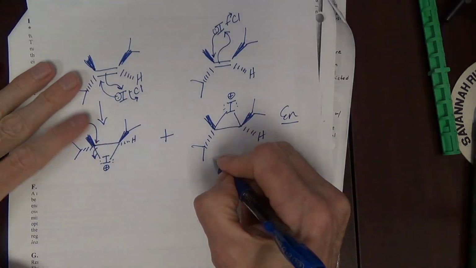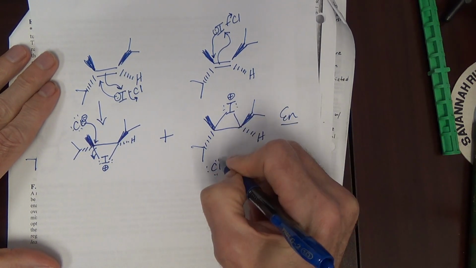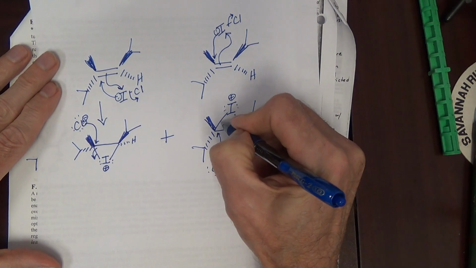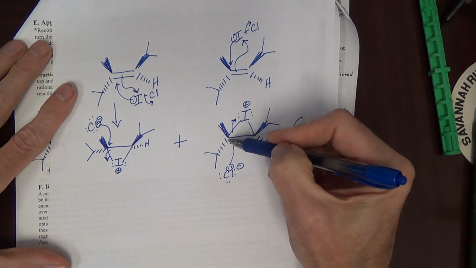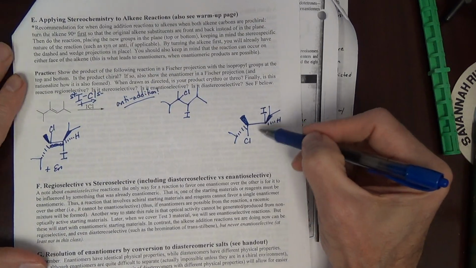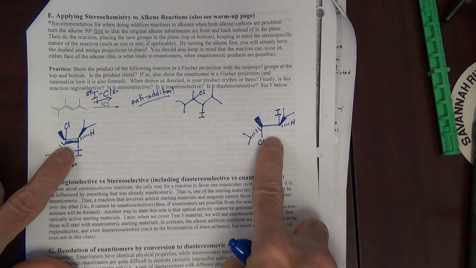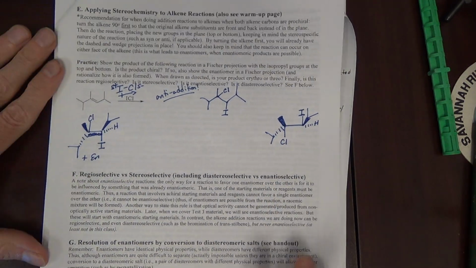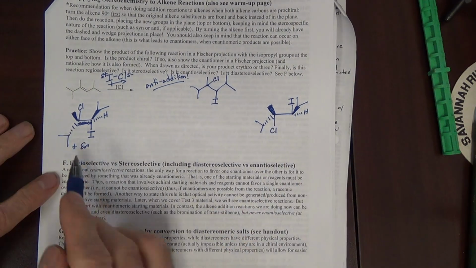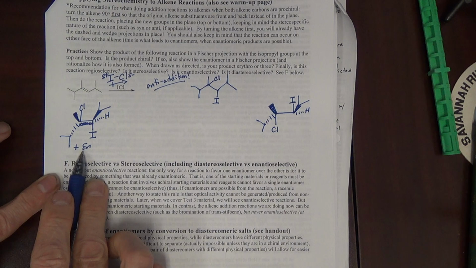Over here, the chloride, the iodine is up, and so this comes in from the bottom, kicks that off, and so the chlorine would be down and the iodine would be up, and that's what you get here. So you get this plus the enantiomer. Okay. You can draw them both, but it's very common to just show one and then say plus enantiomer.